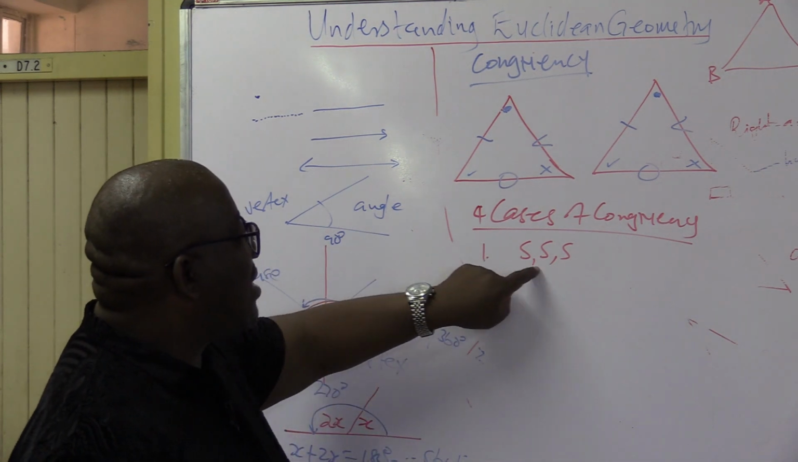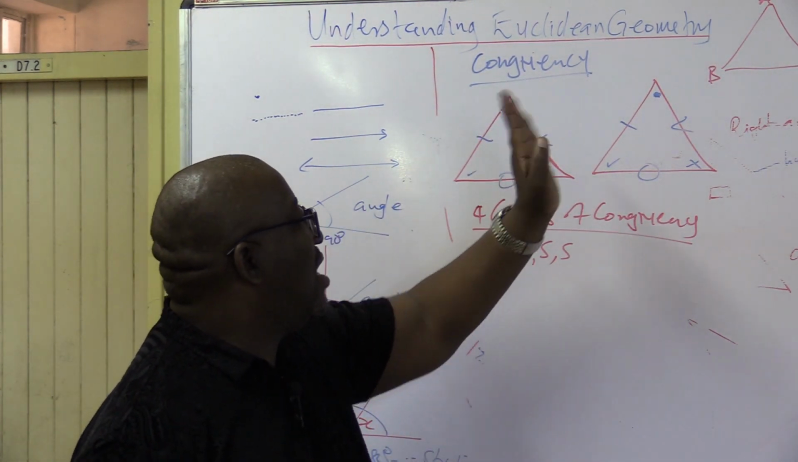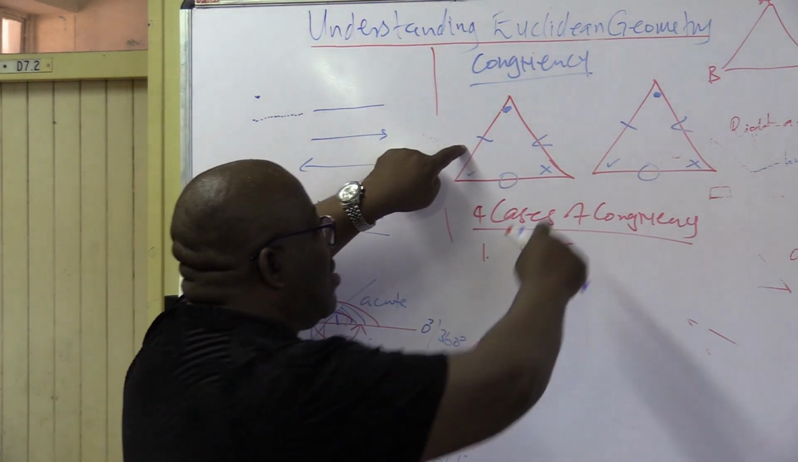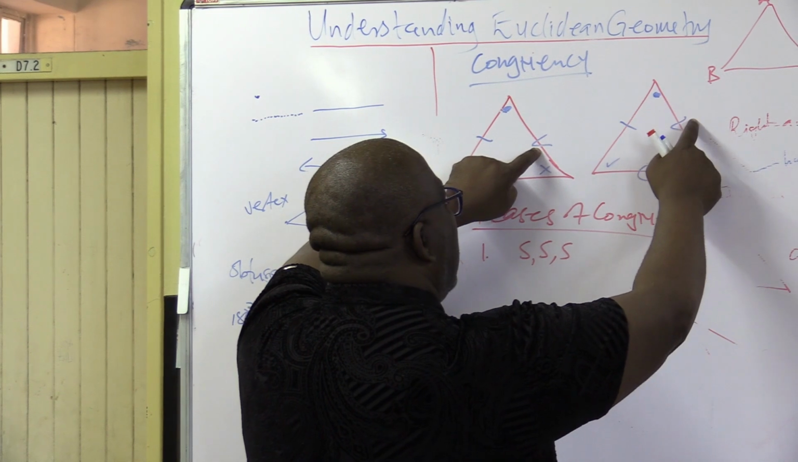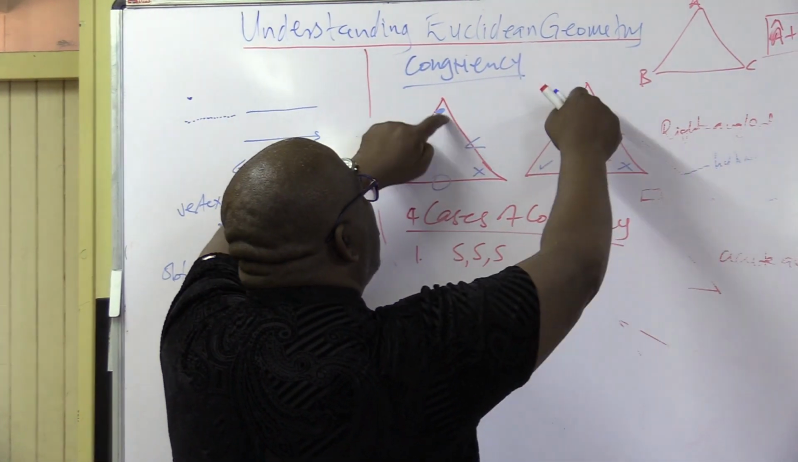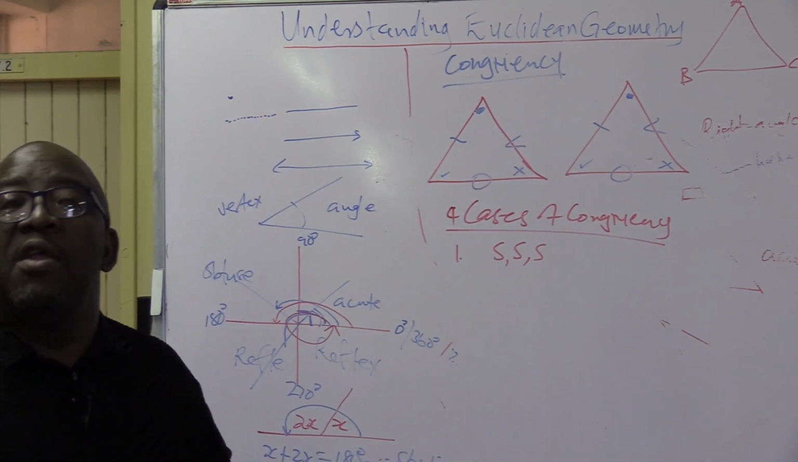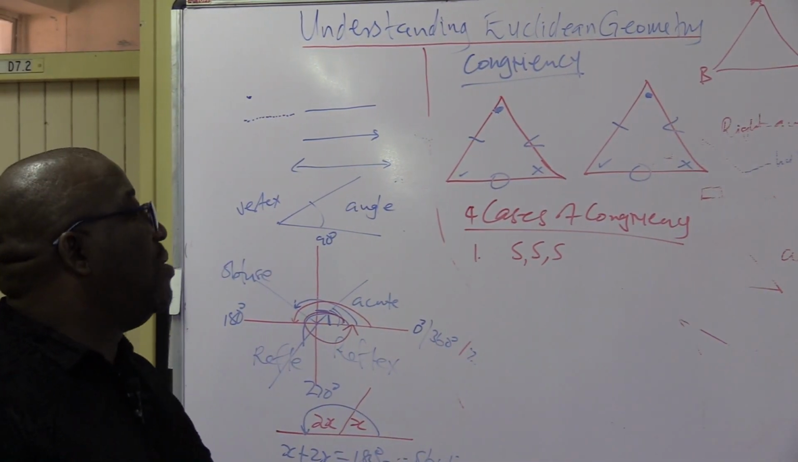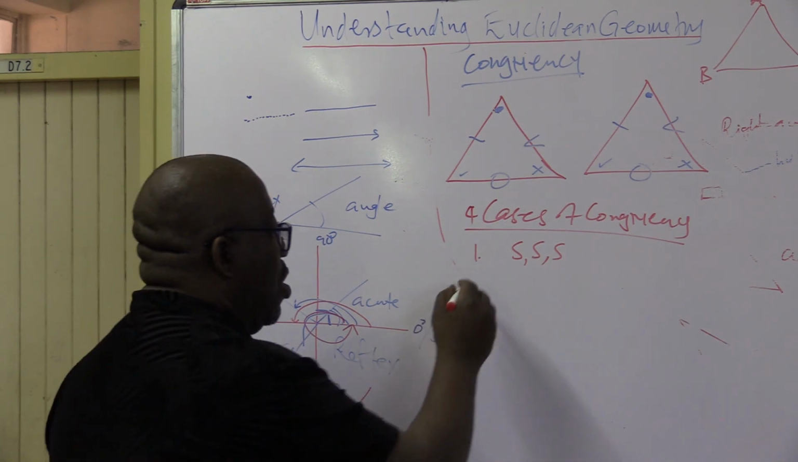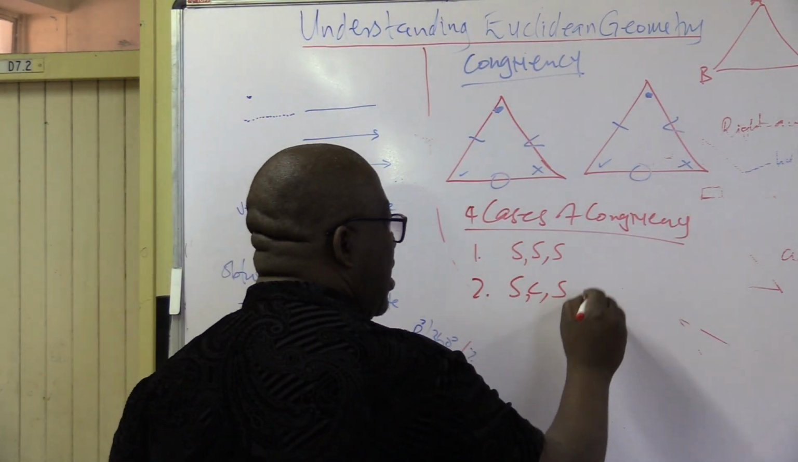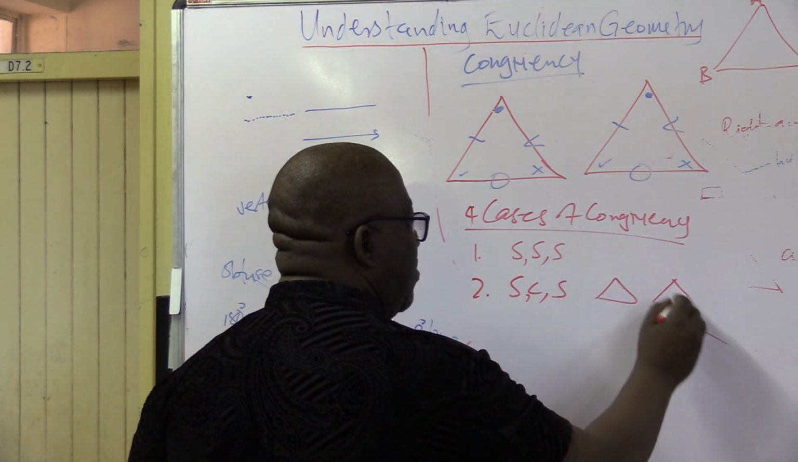Now, when we say side, side, side, we are comparing these sides to show that they are the same. If one side is equal to this one, and this one is equal to this one, and this one equal to this one, therefore the corresponding angles will also be equal. You don't have to prove the corresponding angles. Automatically they will be the same. That's the first one. Number two, it's side angle side. What do you mean by side angle side? Let me just make an example.